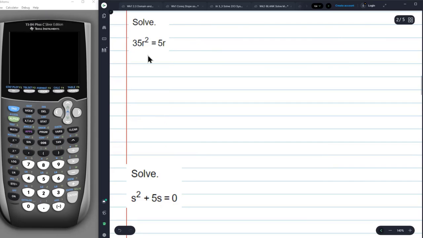Okay, so here, this is going to be a problem like the previous one. 35R squared equals 5R, and I need to use the zero principle, so I'll subtract 5R and subtract 5R, which will give me 35R squared minus 5R equals 0.